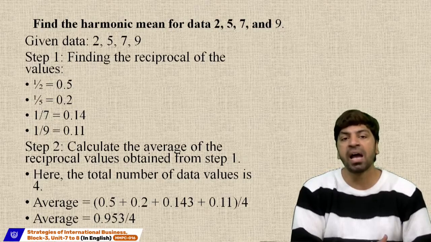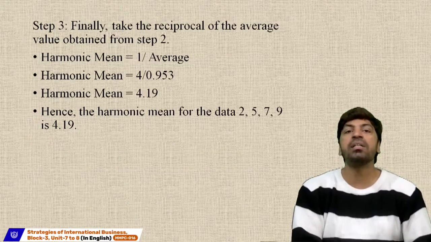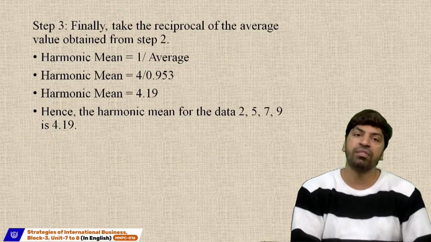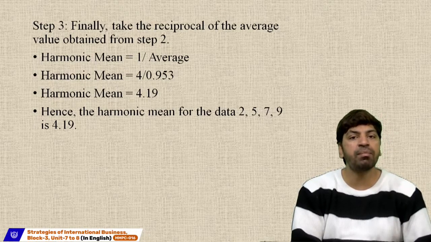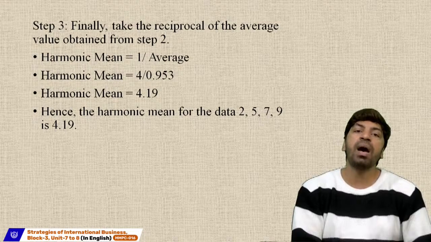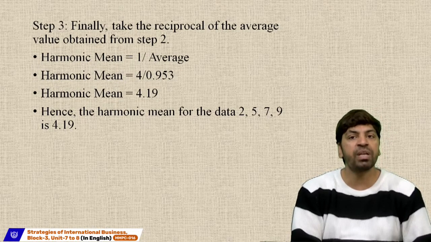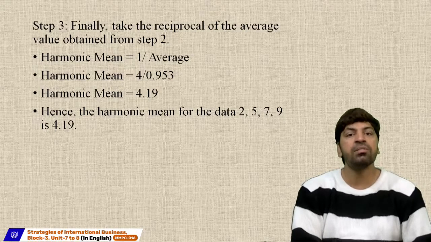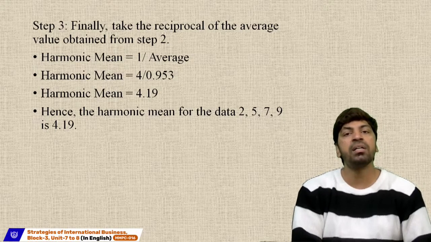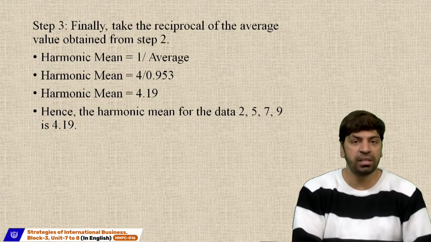Once we add them, the total number of data values is 4, and the average is 0.954. So once we calculate the harmonic mean, that is 1 by average, we can easily get the harmonic mean value, that is 4.19. So the harmonic mean for the data 2, 5, 7, 9 is 4.19.